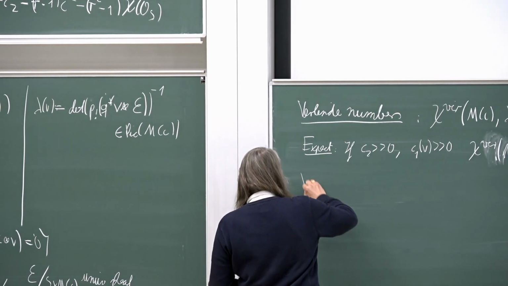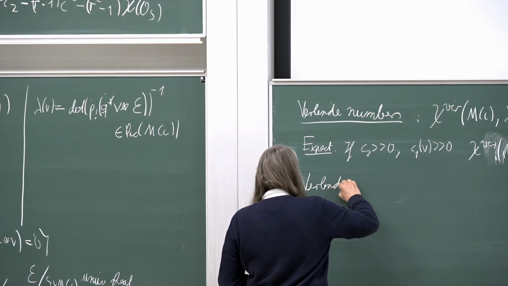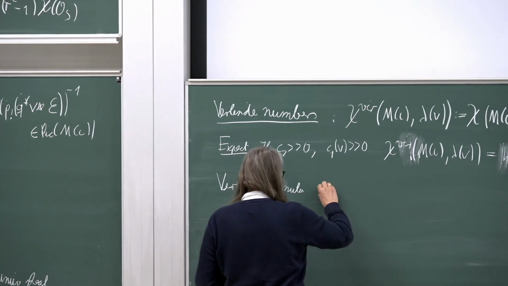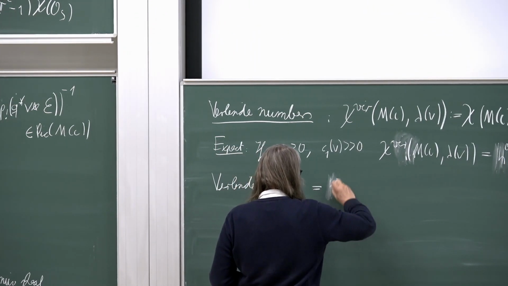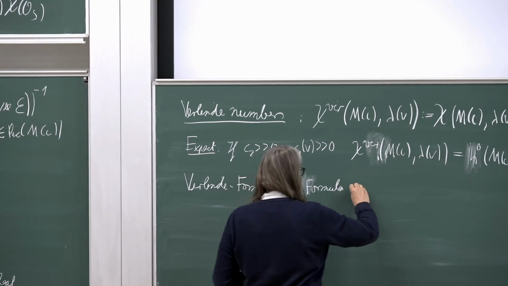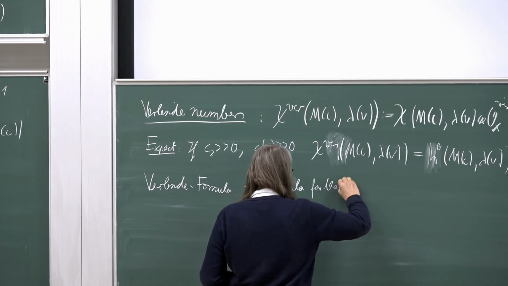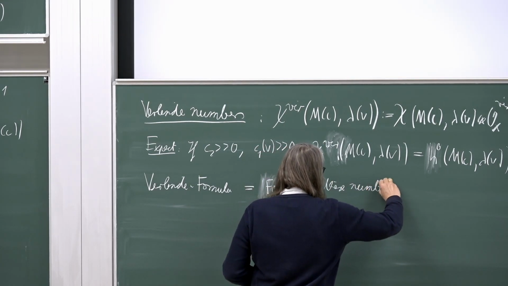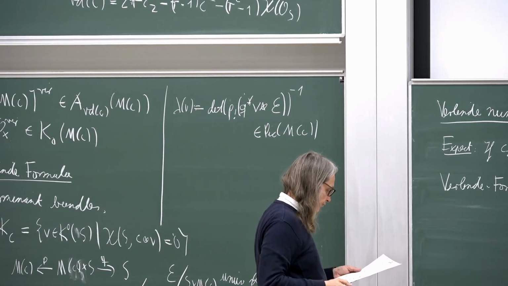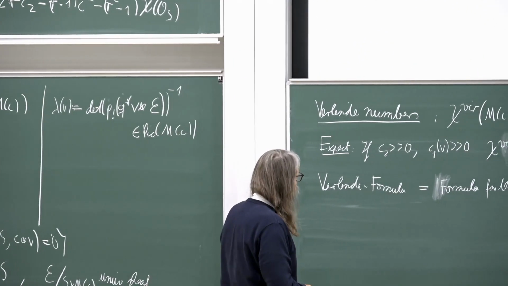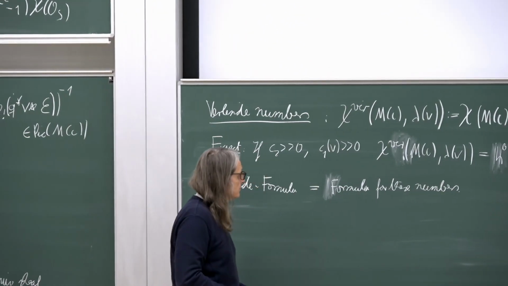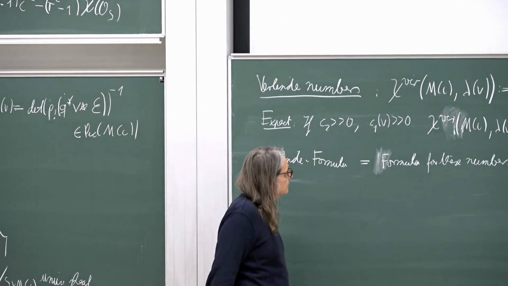So a Verlinde formula will be a formula, a generating function formula, for these numbers. In the form of a generating function. So this would be an analog of the Verlinde formula for curves, where one computes precisely the same thing.